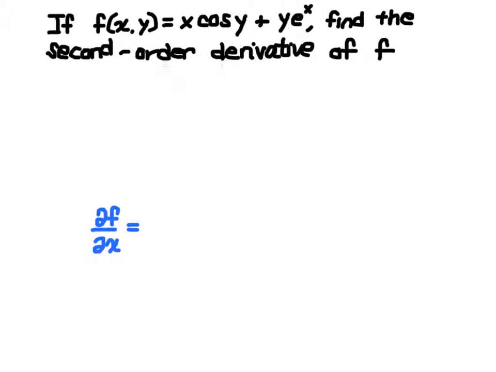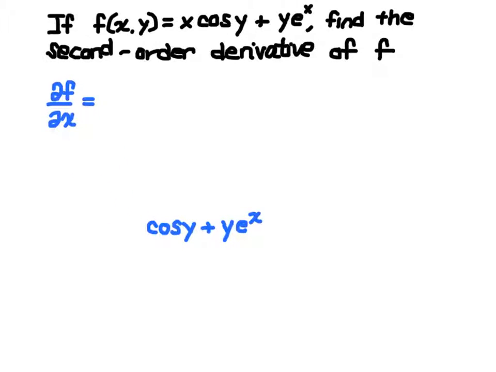And that is going to be, well, when we look at this, our first term is x cosine y. Since we're doing this with respect to x, the cosine y is treated like a constant, and the partial derivative of x is 1. So this is going to be equal to the cosine of y plus, here again, y is treated like a constant, and the derivative of e to the x with respect to x is e to the x. So there is our partial derivative of f with respect to x. So let's move that up there.